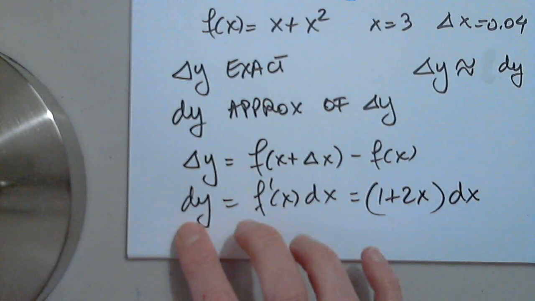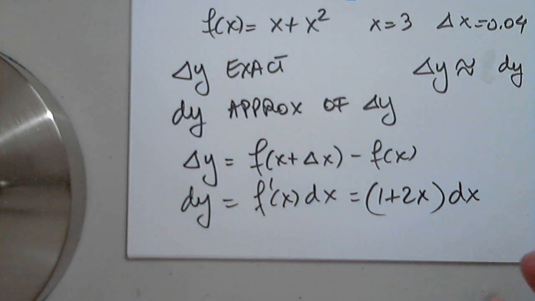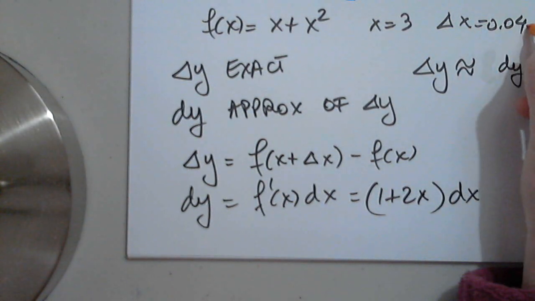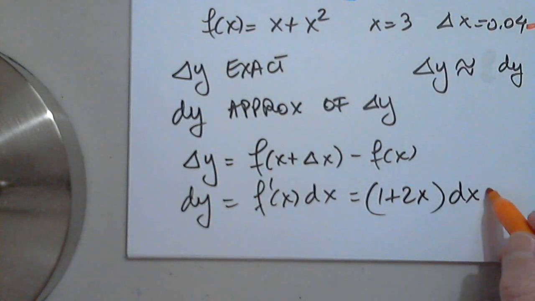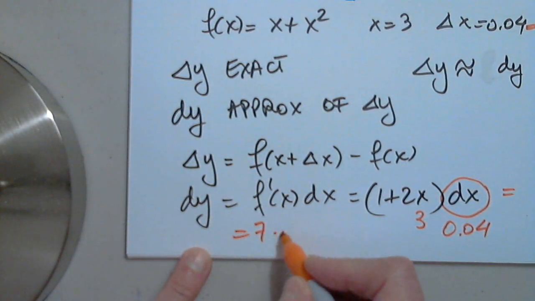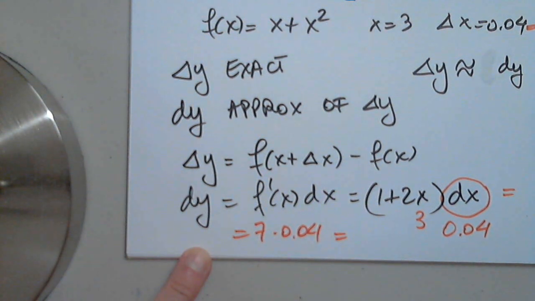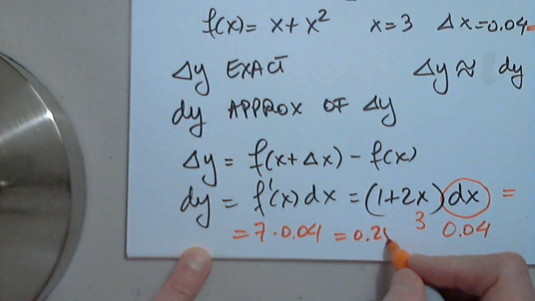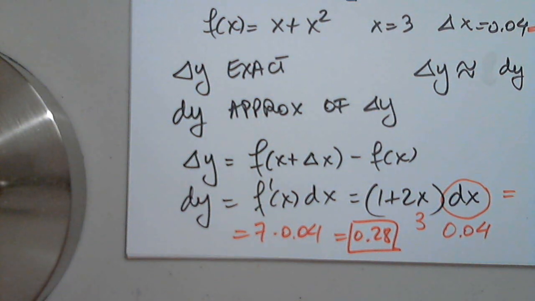So all I have to do for dy is just a line. I replace this piece by 0.04, and this is also the same with dx. I replace this piece by 3, and I'm done. 2 times 3 is 6. 6 plus 1 is 7. So I have to multiply 7 by 0.04. And everyone knows how to multiply this, 0.28. And this is done. This one requires more work.